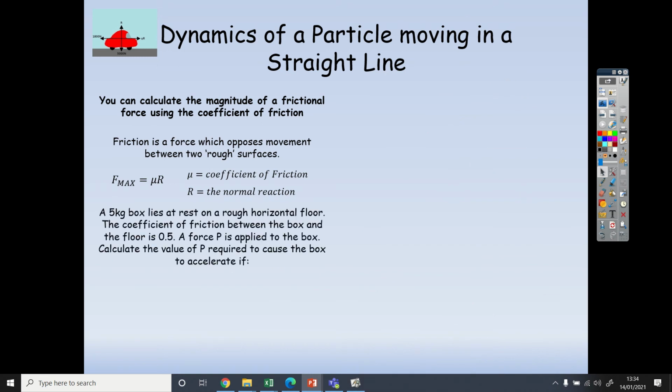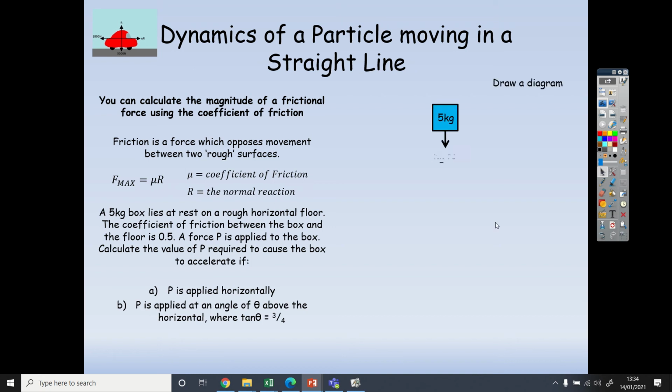Okay, let's do another example. Now, this is going to involve a little bit of trigonometry that's going to be a bit of a shortcut for lots of these questions. So just make sure you're paying attention to that bit. Right, similar setup, 5 kilogram box with a coefficient of friction of 0.5 this time, and we're applying our force at different angles, and we're seeing what the value of P is in order to get the box to accelerate.